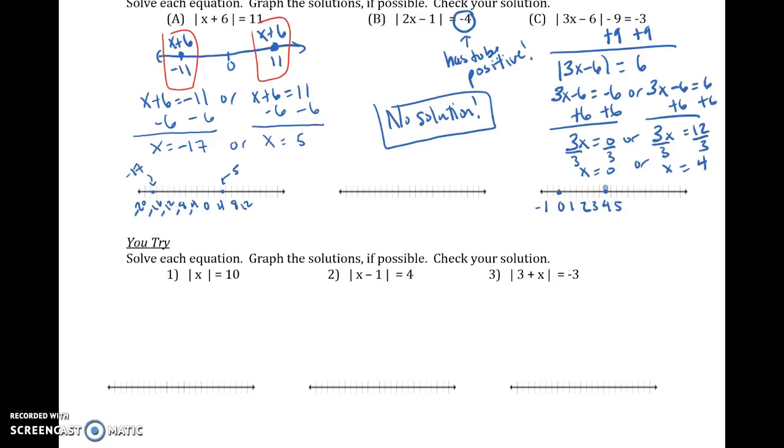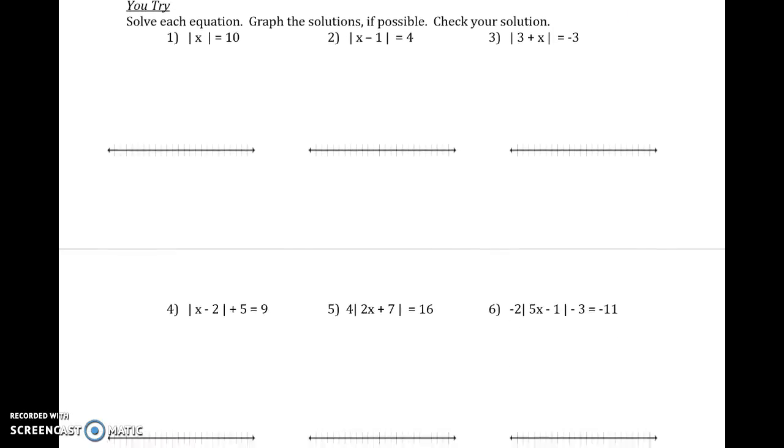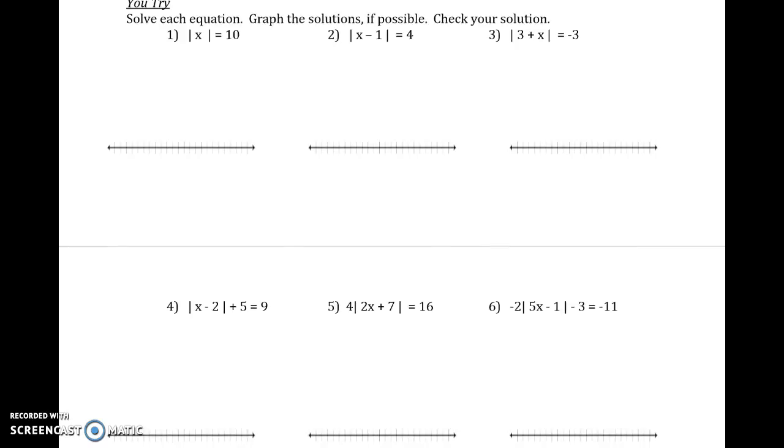Okay? Cool. Go ahead and try those you-try problems, and you'll check those answers with the Edpuzzle. And I want you to see it's 1 through 6.